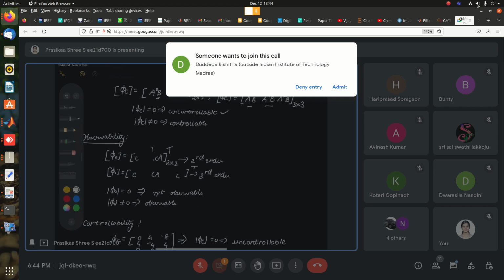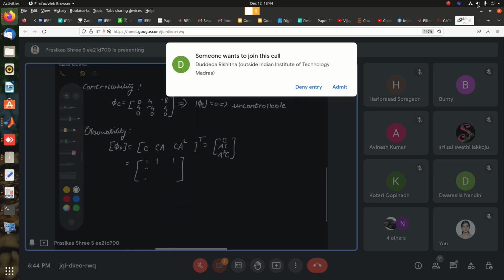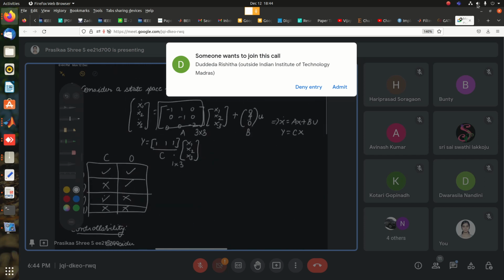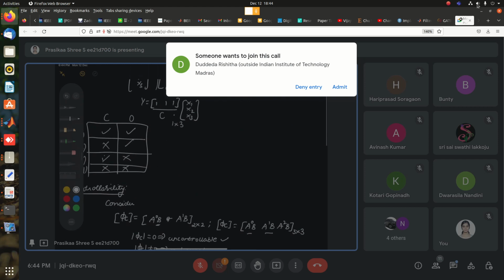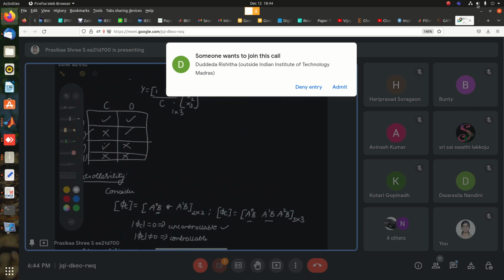So when you do this, you'll be getting an answer like minus 1, 0, 2, minus 1, 0, minus 2, because you need to multiply row and column wise, and then 1, 1, 4. When you're calculating the determinant of this phi naught, it won't be equal to 0 because no row is 0 in the given matrix. Therefore, it can be found that this system is observable. Okay, the answer should be uncontrollable and observable. The answer should be B.